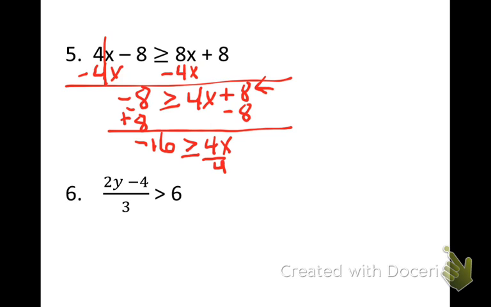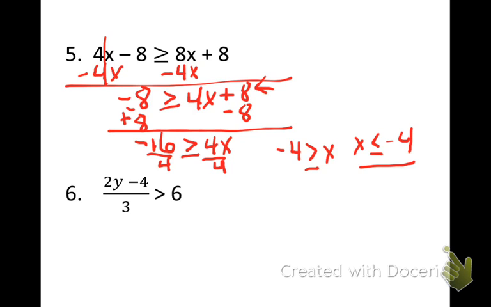Again, I want to get the variable by itself, so I'm going to divide by 4. Negative 16 divided by 4 is negative 4 is greater than or equal to x. Now when I read this, I might read it in reverse. Reading from the x, it says x is less than or equal to negative 4. And if you were graphing, you would probably want to write it this way.